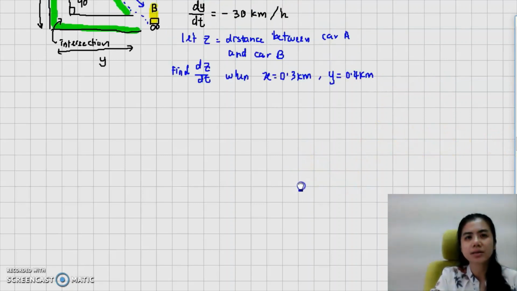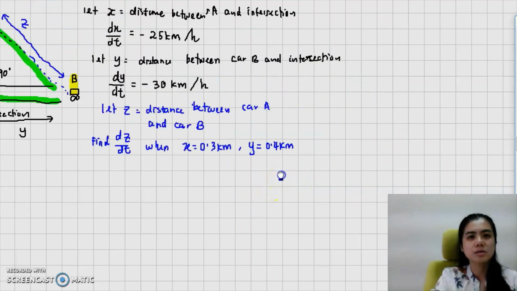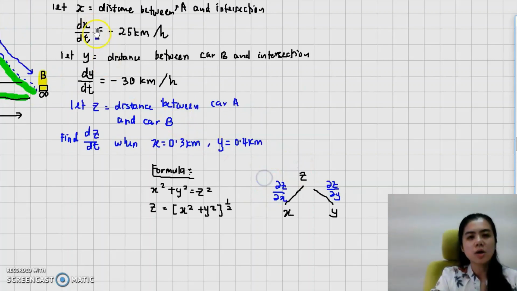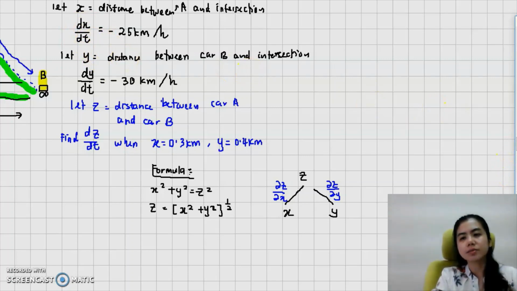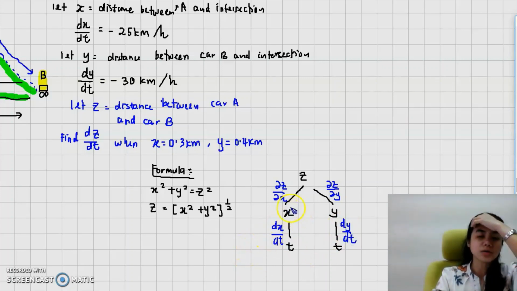So your component of x is actually consists of time, because it's changing according to time. The distance is changing according to time, so the x has the component t. And the same thing happened for the y, it also has the component t. So this gives you the dx dt and dy dt. So you can get this from the tree diagram.